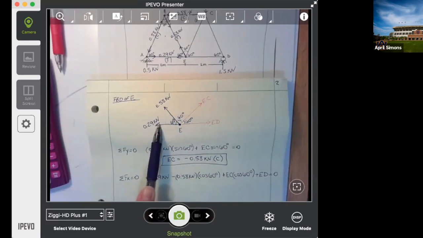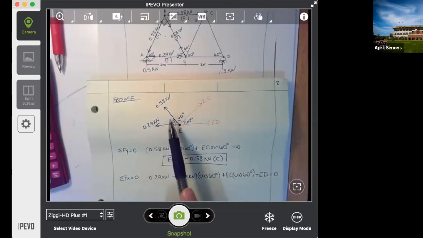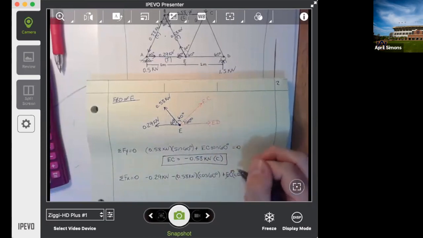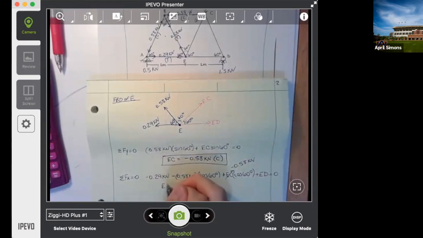We've got negative 0.29 kilonewtons, the X component here, which is negative 0.58 cosine 60, EC cosine 60, and ED. Substitute in here negative 0.58 kilonewtons for EC. And solving for ED, we get ED is equal to 0.87 kilonewtons in tension.